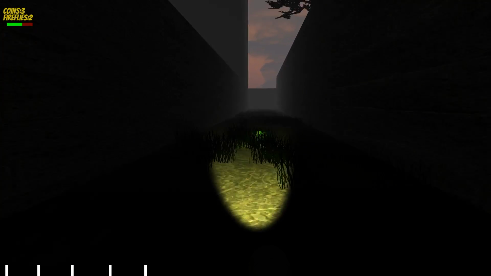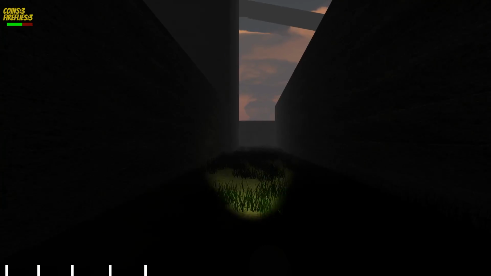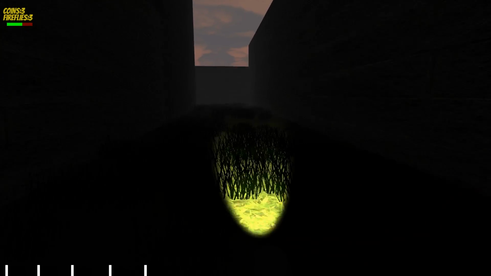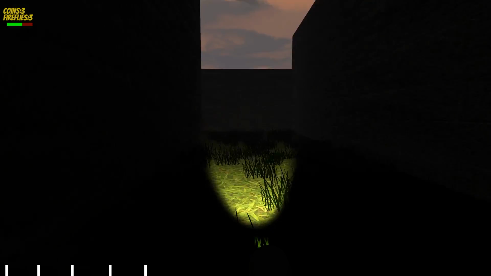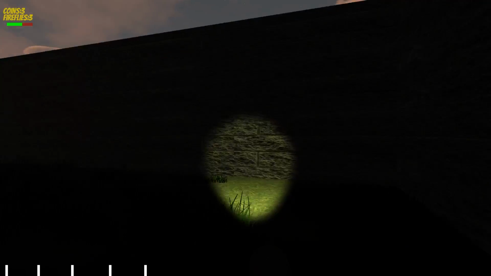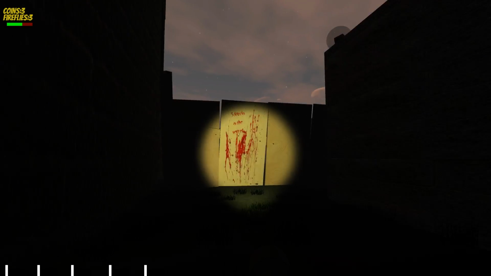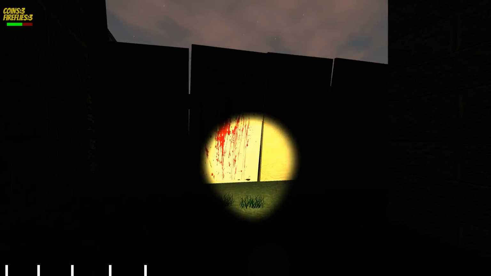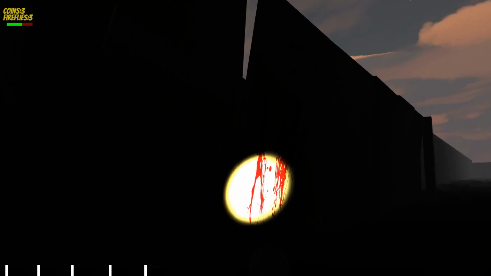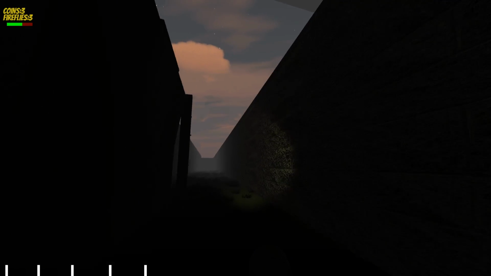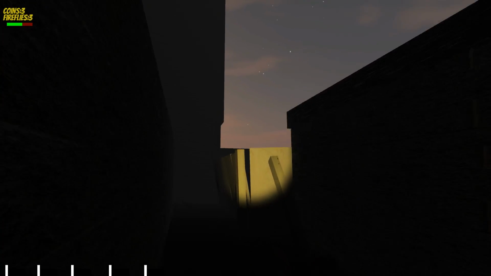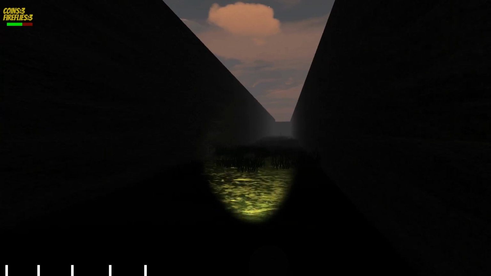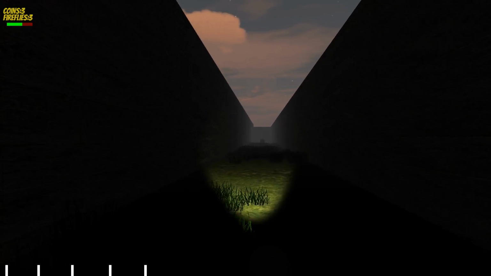What's this? Is that a firefly? It is. Not sure what the fireflies are for. Not sure, but I have got three now. Same with the coins. What's this? Five knocks is the secret. What do you think? Well, I'm not sure. I'm really not sure. I'll leave that for now. Oh, there's another coin here. I'm going to go for that coin.